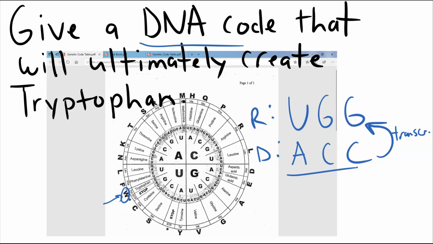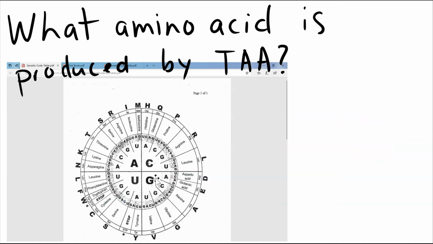And I have to tell you, I really like this question because there's only one answer to it. If you note here, there's only one code for tryptophan on this genetic code table.